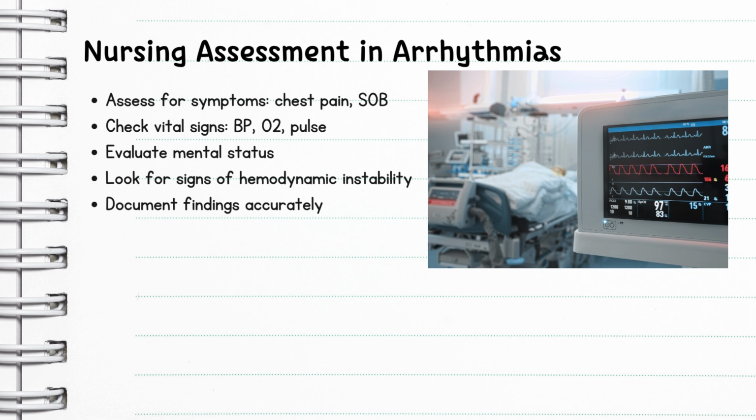So nursing assessments and arrhythmias. When you encounter an arrhythmia, your nursing assessment is your first line of action. You need to start by assessing the patient's symptoms. Are they experiencing chest pain? Are they short of breath? Or are they dizzy? All those can be signs of poor perfusion. You need to check their vital signs, their blood pressure, their oxygen, their pulse rate, to get a sense of how the patient's body is responding to the arrhythmia. Are they symptomatic or not?